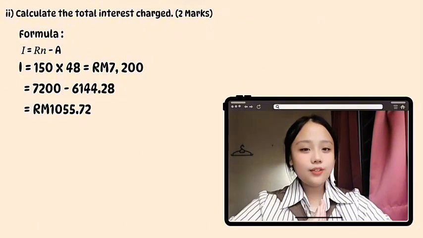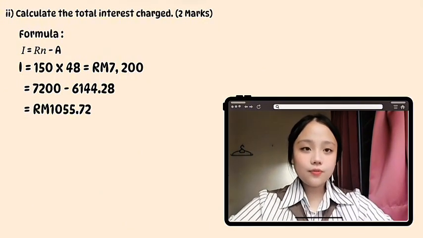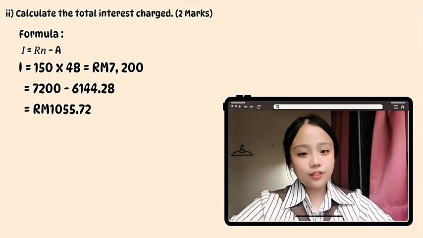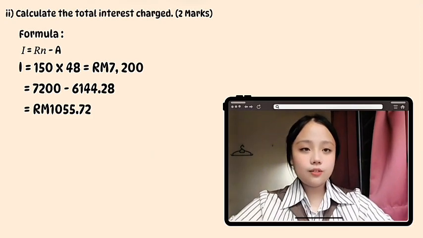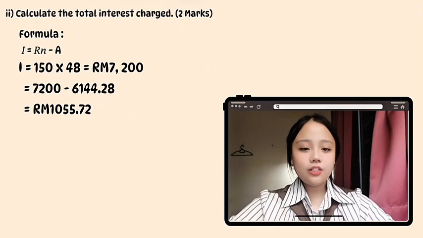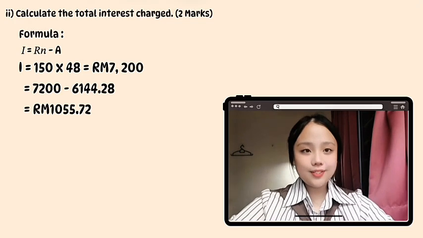For the total interest charge, I will tell you directly. Firstly, 150 times 48 equals 7,200 ringgit. After you get the 7,200 ringgit, minus the cash price, which is 6,044 ringgit and 28 cents. And the answer for interest charge is 1,055 ringgit and 72 cents.